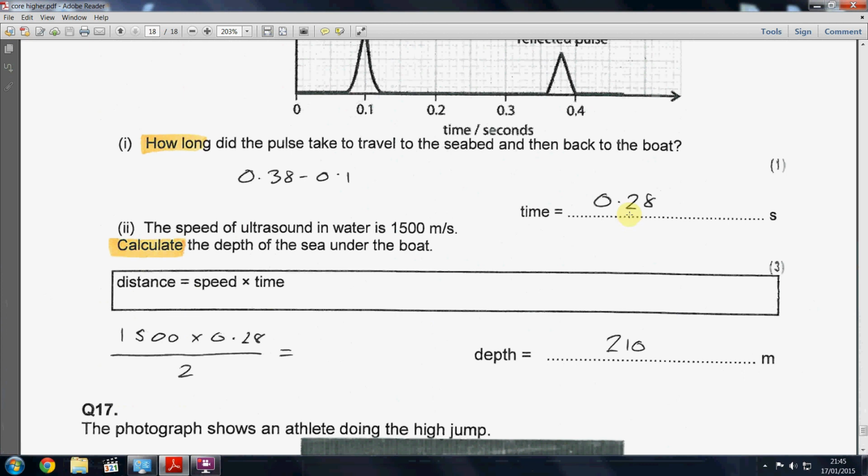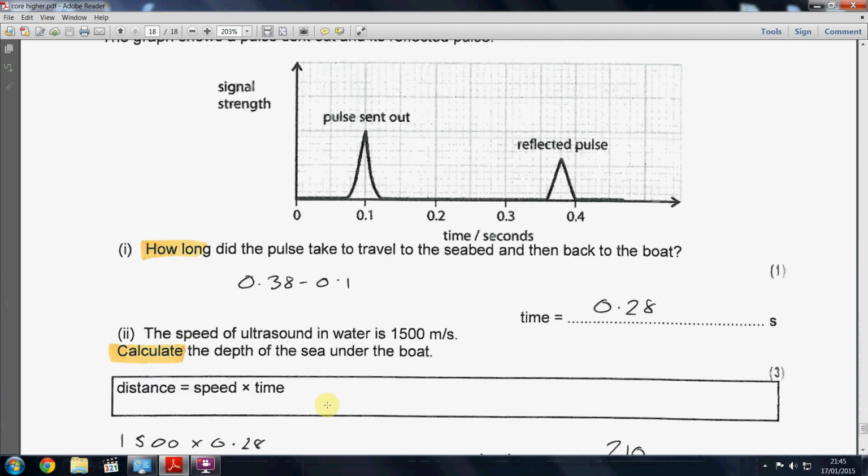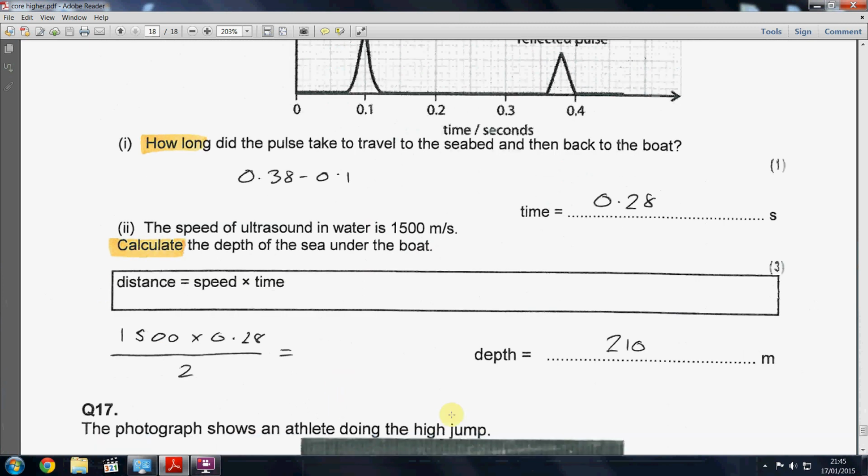But it's not quite that simple. If you did that and then pressed equals and wrote the answer there, you get 2 marks out of 3. The third mark, you need to realise that if you want the depth, but you've recorded how long it takes the sound wave to go from the boat to the seabed and back to the boat, you've actually timed how long it takes for twice the depth, the there and back distance. So I need to divide my answer by 2. And that's the third mark, and that means the answer is 210.